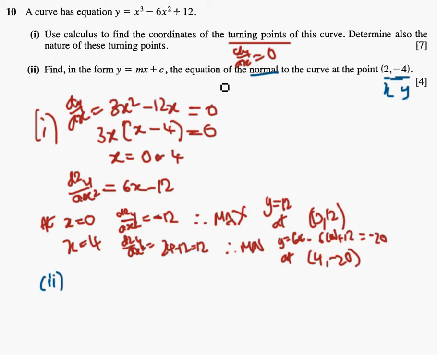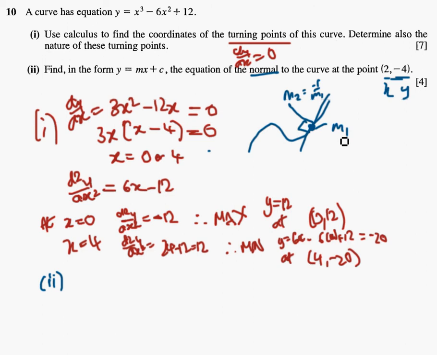So the curve's going to look something like this. And at the point (2, minus 4), there would be the tangent, and that would be the normal, and the normal's at right angles. So what we need to do is work out the gradient of the curve at this point, m1, and then m2, the gradient of the normal, will be equal to minus 1 over m1 because it's perpendicular.